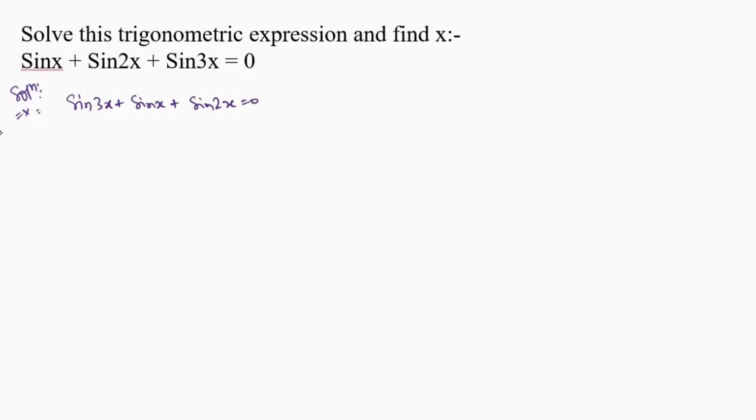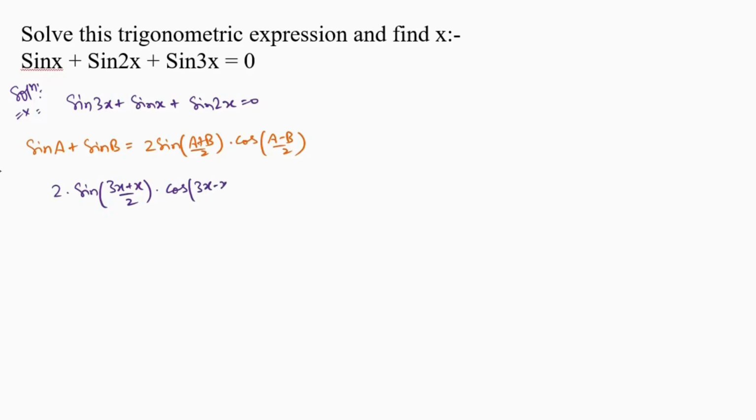We know that sin A plus sin B equals 2 times sin of (A plus B) divided by 2 times cos of (A minus B) divided by 2. So apply this formula to the given expression. We get 2 times sin of (3x plus x) divided by 2 times cos of (3x minus x) divided by 2, plus sin 2x equals 0.